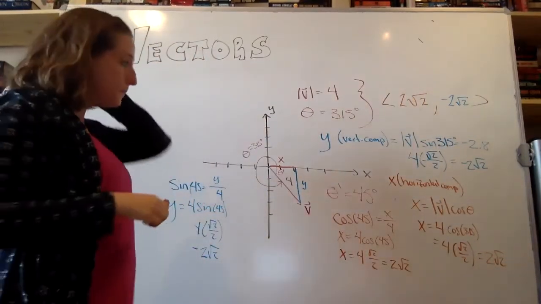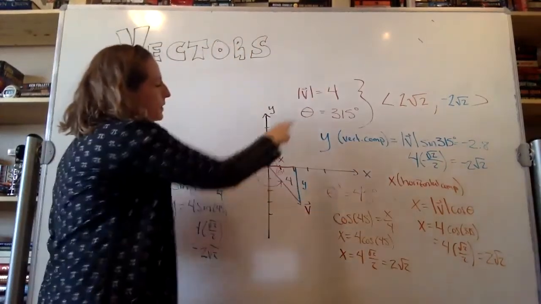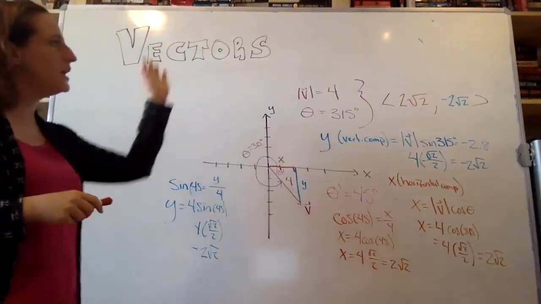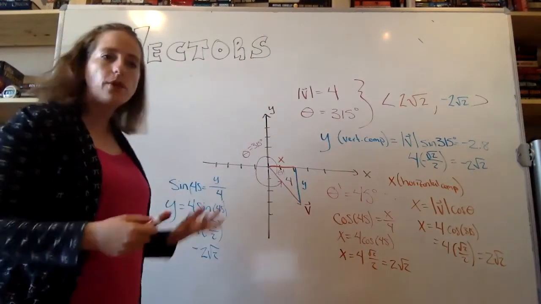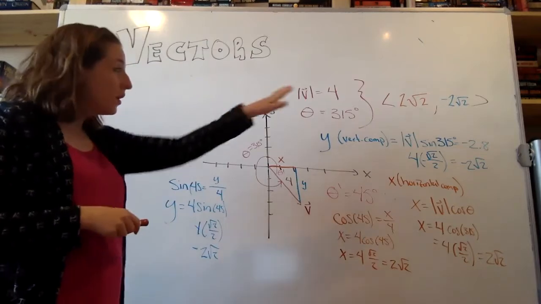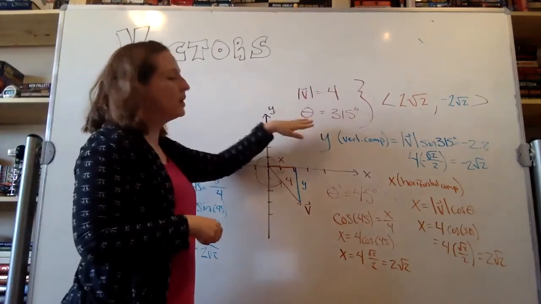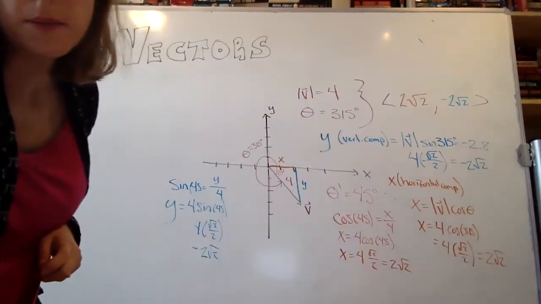Okay, so this shortcut method will work anytime that we're given a magnitude and a direction angle, and we want to change that into a horizontal and vertical component. Okay? Now, what if we want to go backwards? What if we're given a horizontal and vertical component, and we want to come up with the magnitude and the direction angle? Well, we can do that too. So that's what we're going to do next.